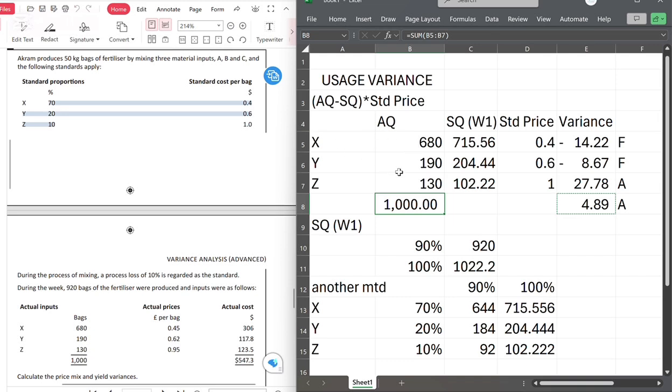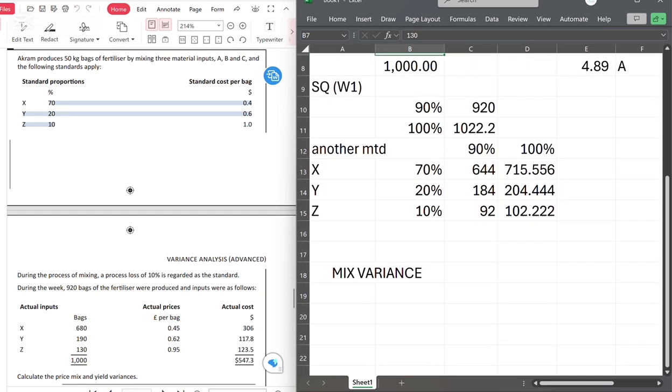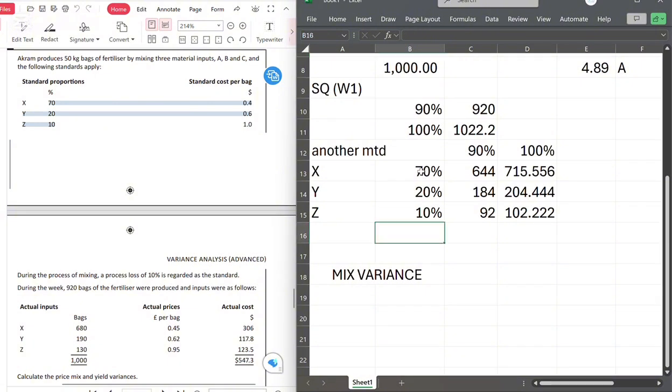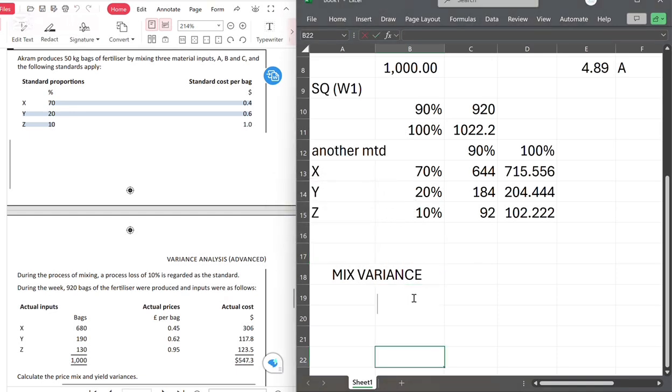However, our expectation, our plan was to consume them in 70, 20, 10. So we have consumed them in different proportion. So we want to check using mix and yield variances. What is the impact if we had stayed with the planned proportion of 70, 20, and 10? And that is the new column that you always have to introduce. And that is what I'm going to introduce now.